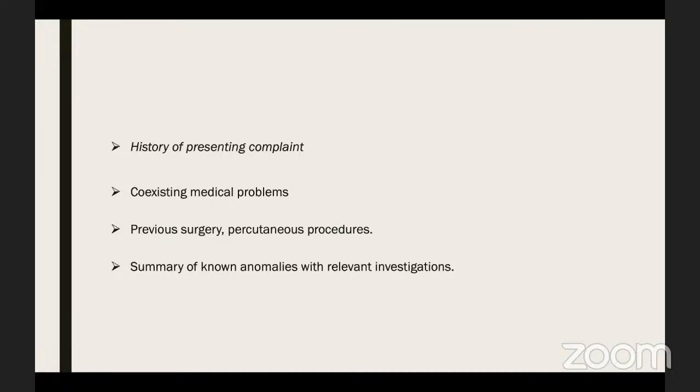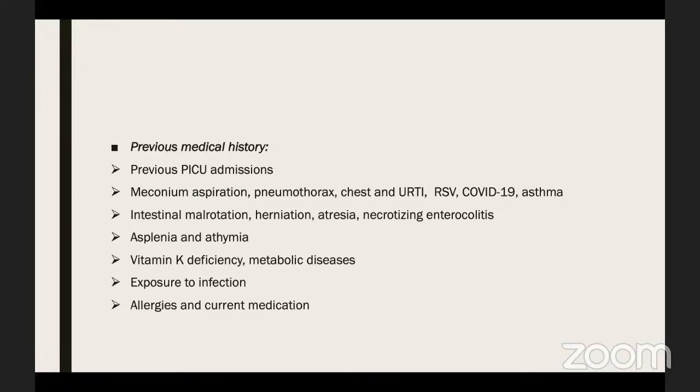We have to ask about any coexisting medical conditions, and any previous intervention, either surgery or percutaneous. And we have to have a summary of known anomalies with any relevant important investigations. Also, we have to ask in more depth about previous medical history regarding any PICU or pediatric admission, history of meconium aspiration, pneumothorax, recurrent chest infection, upper respiratory tract infection, COVID-19 infection, respiratory syncytial virus, or if the child has asthma.